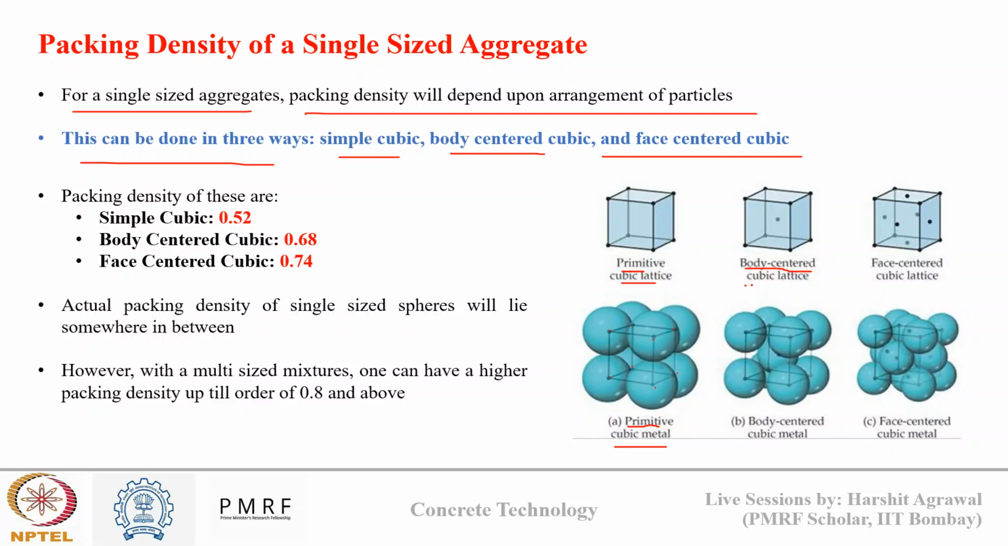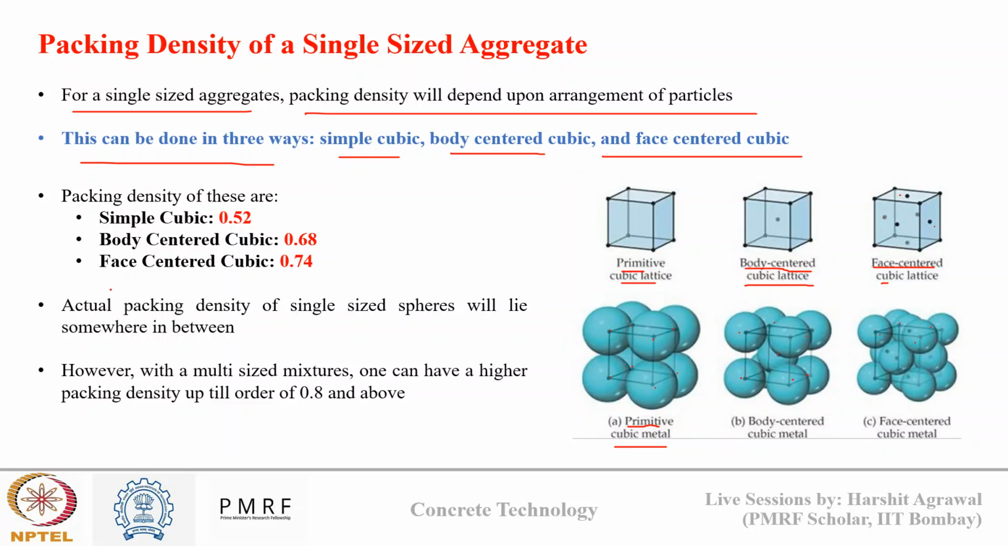Then I have the body centered cubic lattice, where I will have all the aggregates on the corners and one aggregate in the middle. Okay, and I have face centered cubic, as the name suggests. I will have all the aggregates at the corners also, and one aggregate at each of the face centers. So this is known as face centered cubic structure.